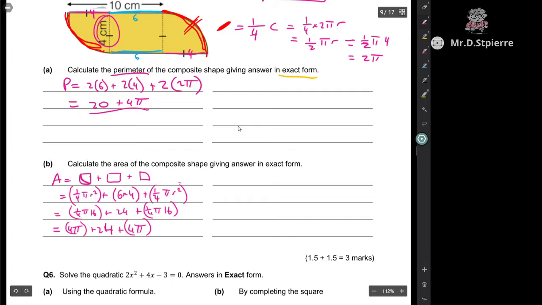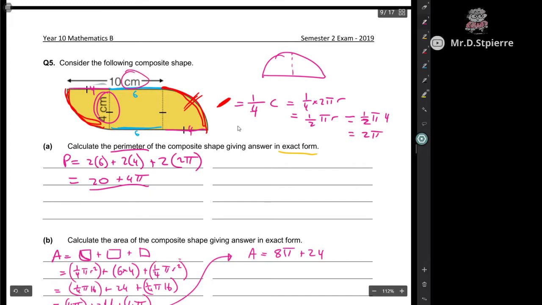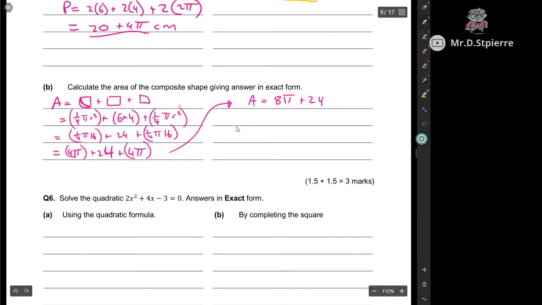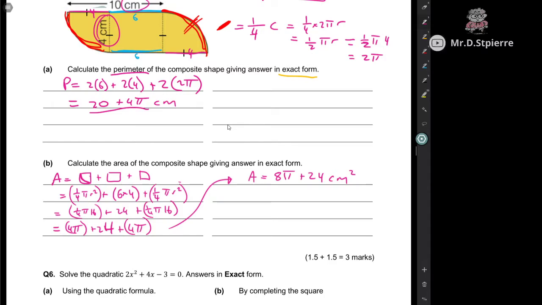Now the 4 pi plus the 4 pi, we can add them together, so we get the area is equal to 8 pi plus 24, and I've left off units. I made a mistake in that previous answer because the perimeter is in centimeters, so that's centimeters. Area, that'll be centimeters squared. That's how you do it. Again, like I said, you could have realized that those two quarter circles could have been joined together to equal half a circle. Maybe saved a little bit on working out, but up to you.